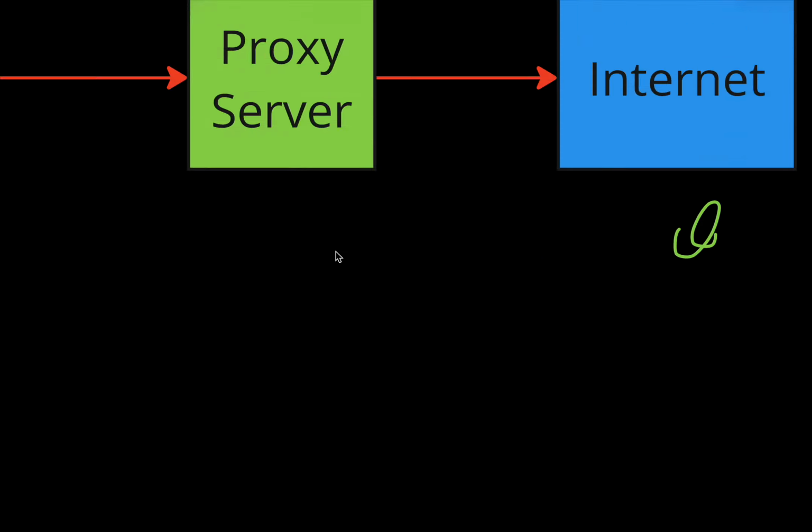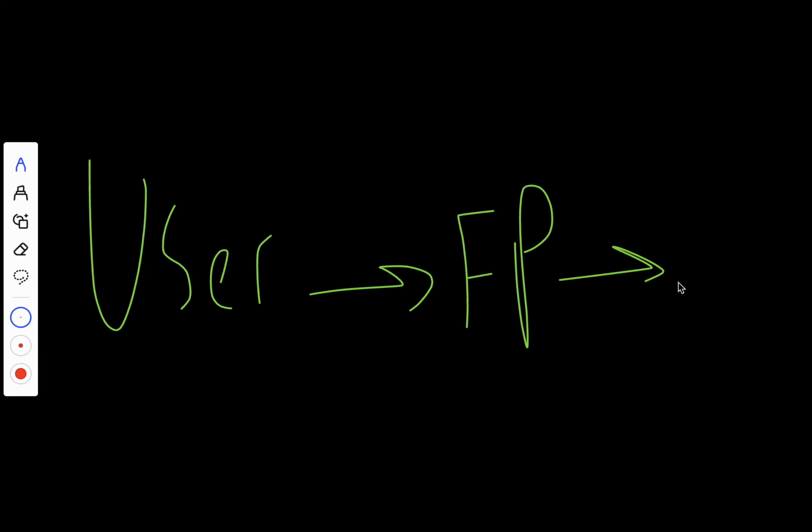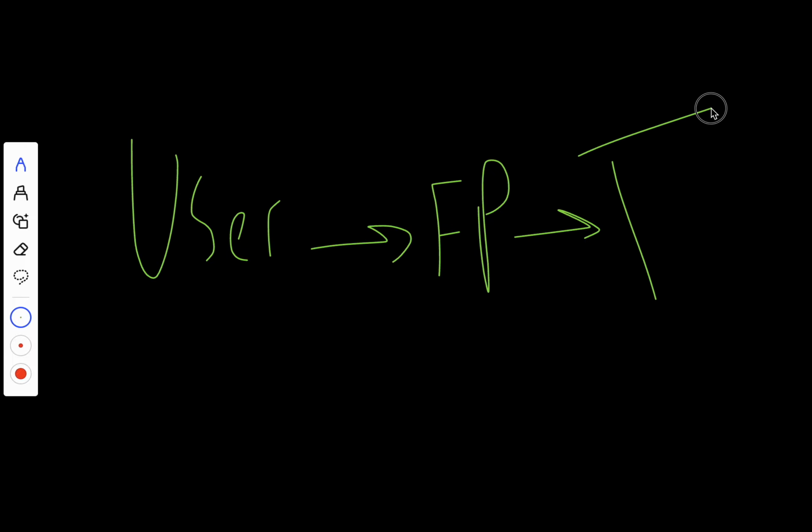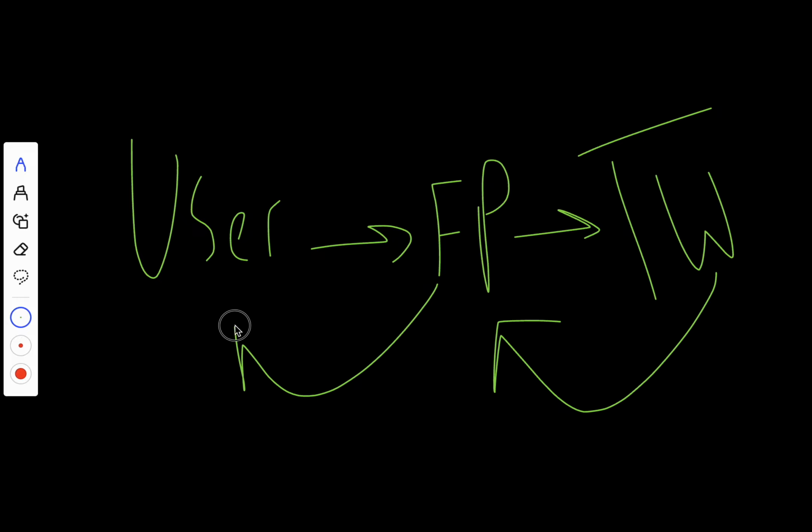The workflow is pretty obvious. We have the user, and this user will create a request to the forward proxy, and after that it will go to the target website, and the target website will send back to the forward proxy, and the forward proxy will send it back to the user. It's a pretty simple workflow. Forward proxies are commonly used by corporations to filter out bad traffic or by individual users for privacy.